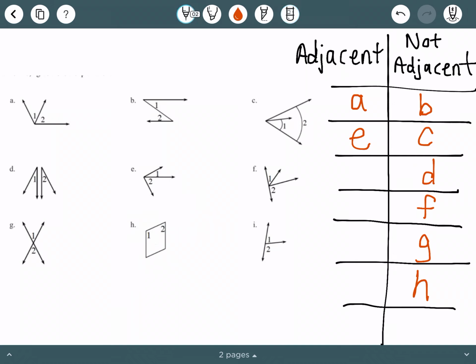All right, and finally, let's look at I. We have angle 1 and 2. If I put in a vertex, it's going to be right here. So angle 1 and angle 2 do share that vertex. Do they share a common side? Yeah, they sure do. This is the side that they share. So I would be our only other adjacent angle pair in this bunch of angles.